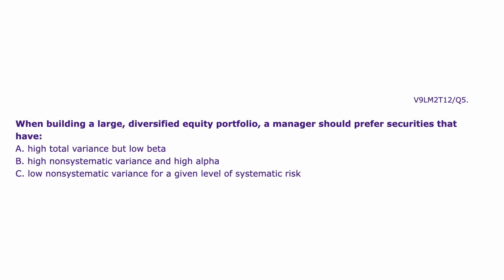When building a large, diversified equity portfolio, a manager should prefer securities that have: A. High total variance but low beta. B. High non-systematic variance and high alpha. C. Low non-systematic variance for a given level of systematic risk.